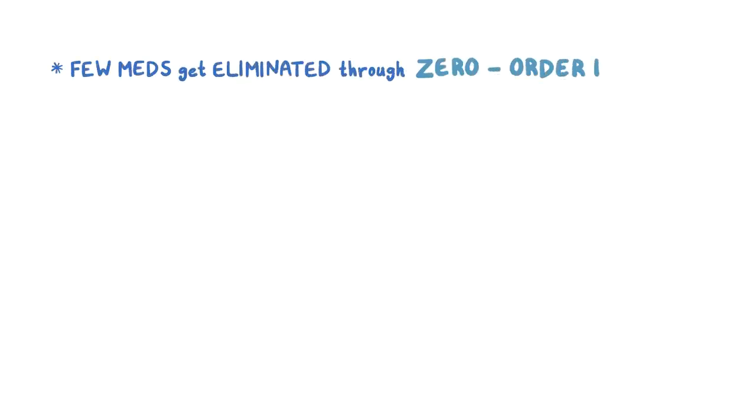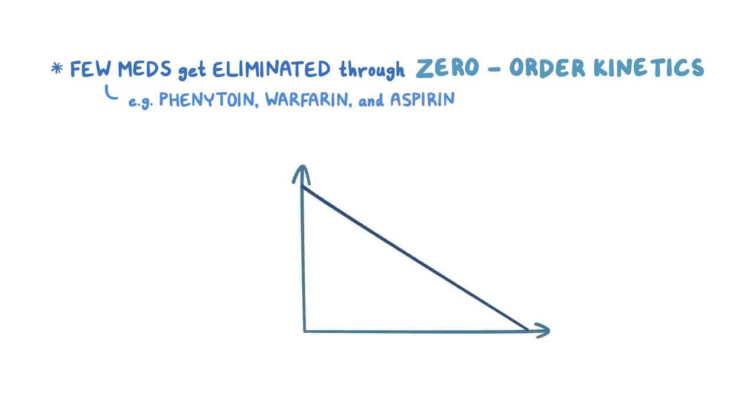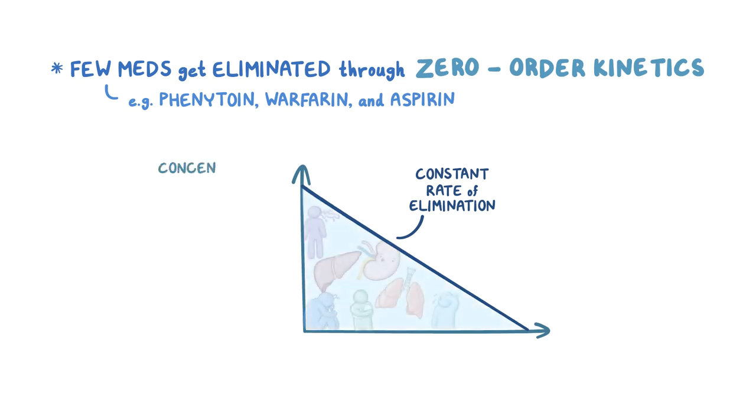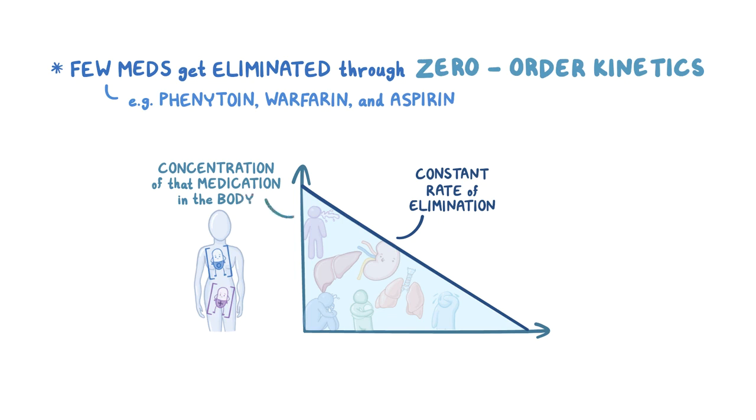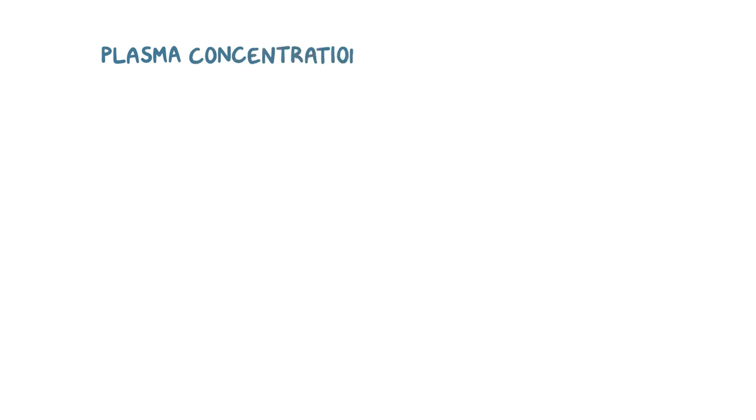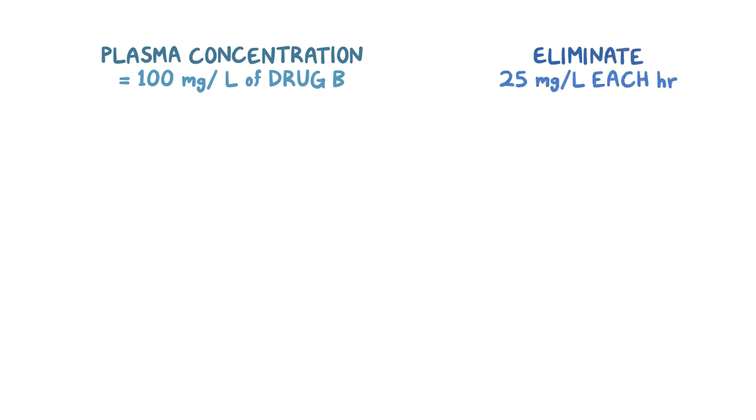Now, there are a few medications which get eliminated through zero-order kinetics, like phenytoin, warfarin, and aspirin. This means that the rate of elimination is constant, independently of the concentration of that medication in the body. In other words, the absolute amount, or milligrams eliminated per unit of time, stays the same, but the fraction eliminated changes. So, let's say we started with a plasma concentration of 100 milligrams per liter of drug B, and we'll always eliminate 25 milligrams per liter each hour.